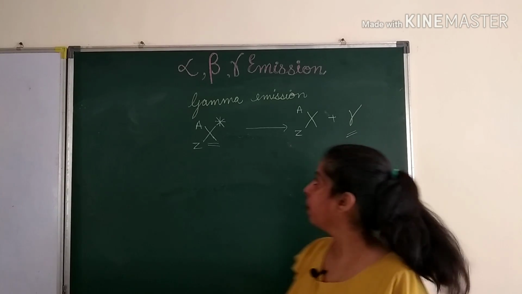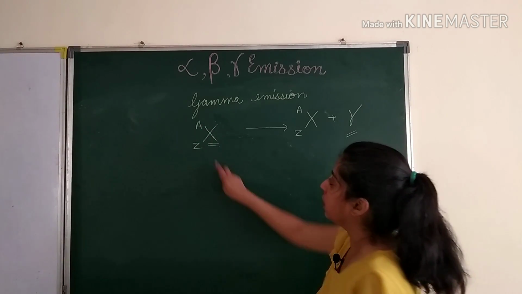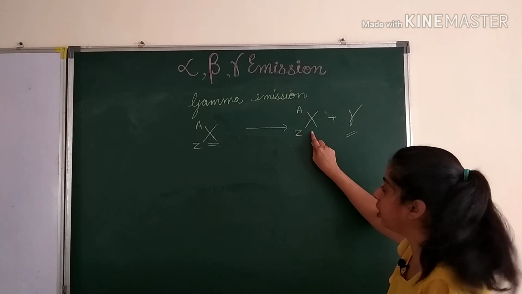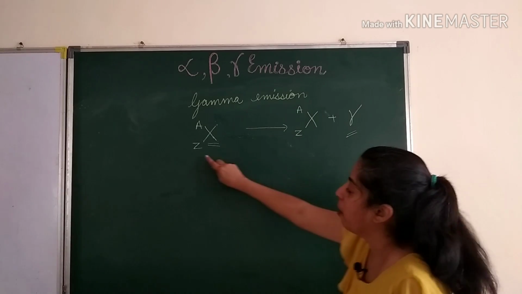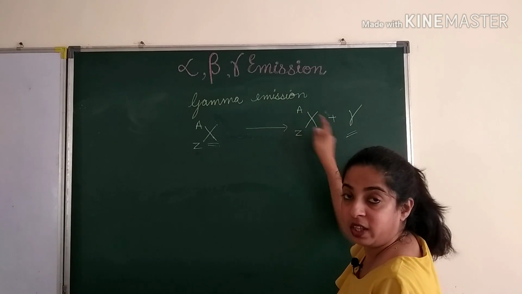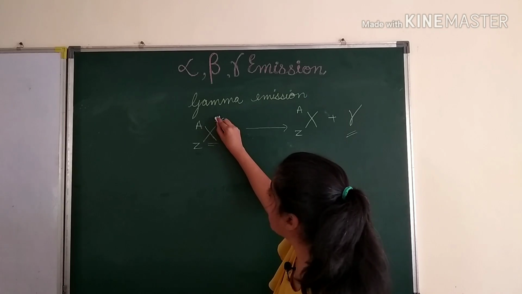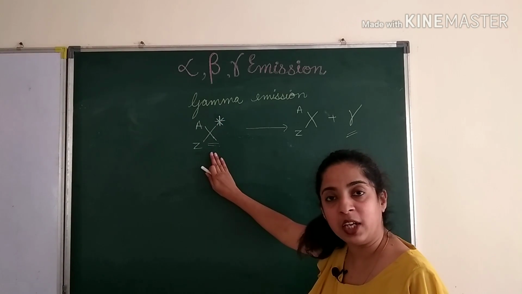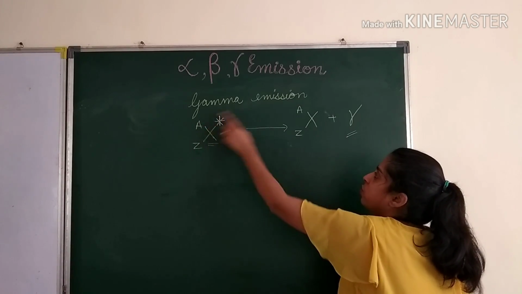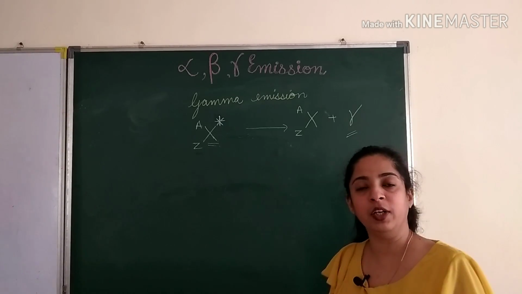Now let's have a look at gamma emission. In gamma emission, a nucleus X, when it emits gamma radiation, converts into the same nucleus X, because there is no change in atomic number and no change in mass number. Then how will we show that a gamma emission has happened? We will draw an asterisk sign on the parent nucleus. So in gamma radiation, you don't have to do anything. No change in mass number, no change in atomic number. Just put an asterisk sign on the parent nucleus.